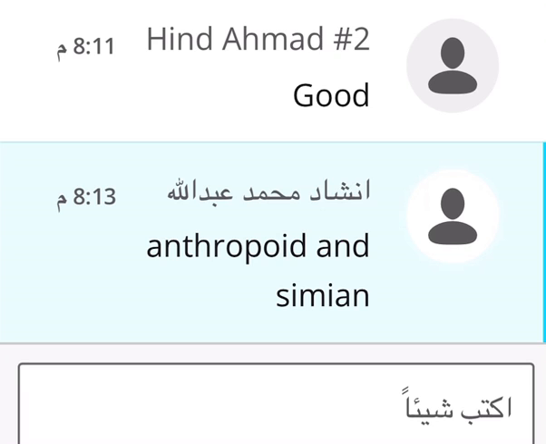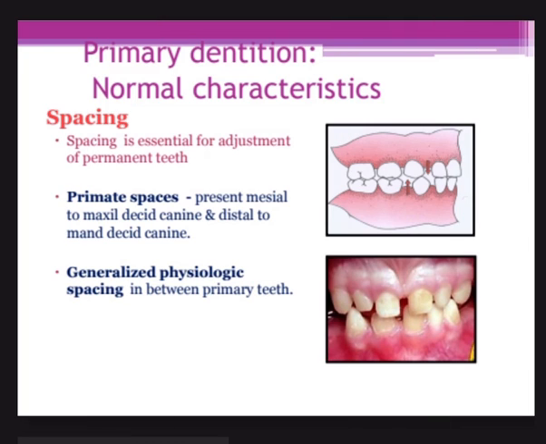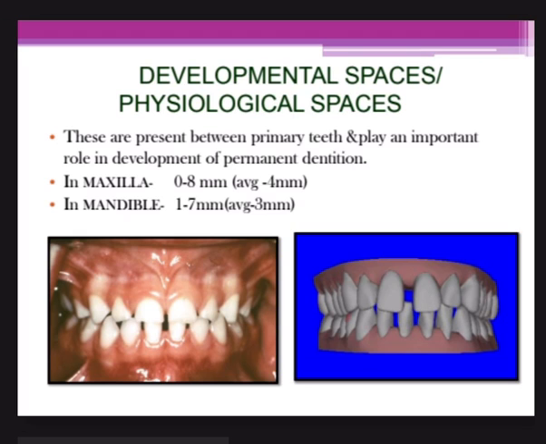It is present mesial to your maxillary deciduous canine and distal to your mandibular deciduous canine. And coming to all the other spaces, they are called generalized physiological spacing, and these two spaces have two different functions. Okay, I'll discuss that when the time comes. Just keep this in mind for the time being. Now coming to the average length in mm.